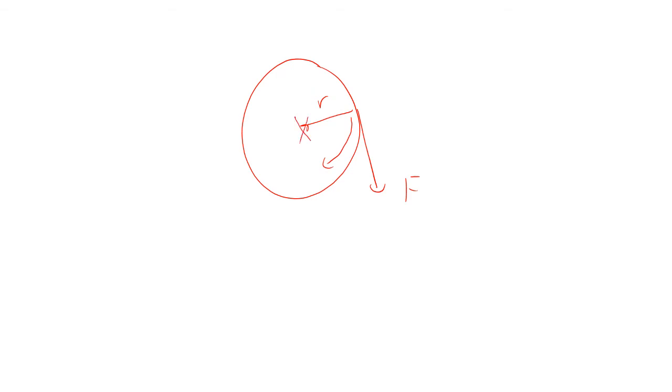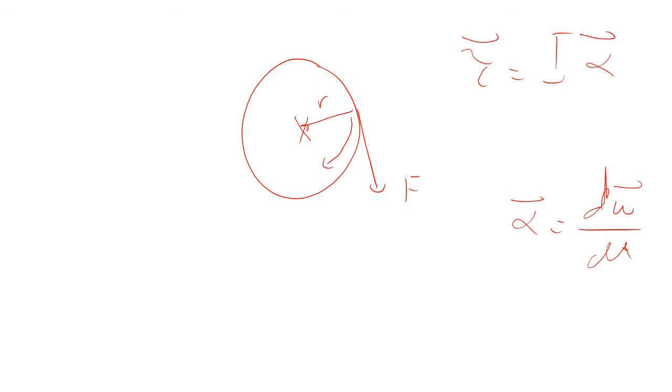Now, why? Because the torque is I alpha. Alpha is the rate of change of the angular velocity, but if the angular velocity is a vector, so is alpha, the angular acceleration, which means therefore so is torque. So torque is a vector. So it's in or out.